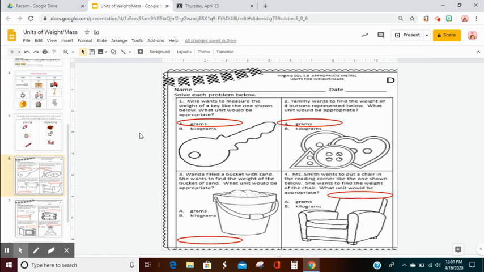Wanda filled a bucket with sand. She wants to find the weight of the bucket of sand. What unit would be appropriate? So a bucket of sand is going to be a little on the heavier side. So that would be kilograms.